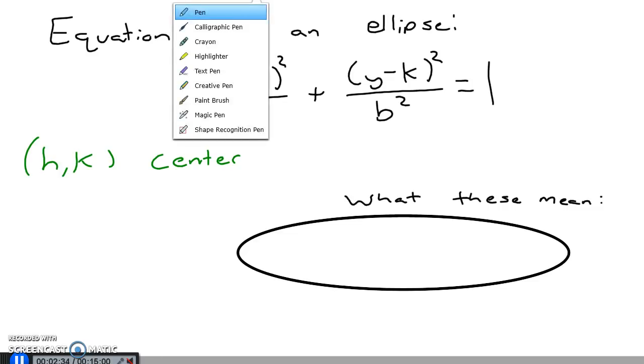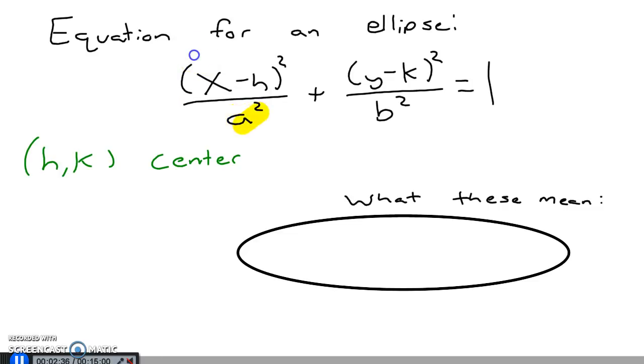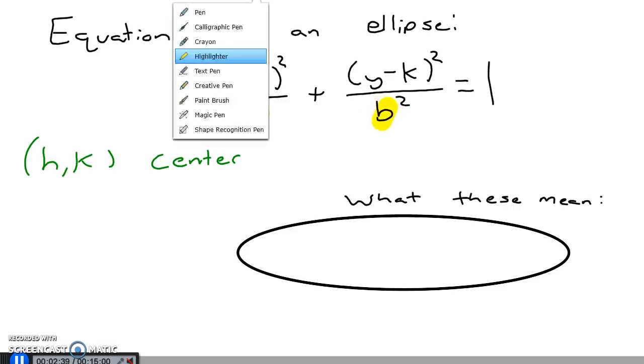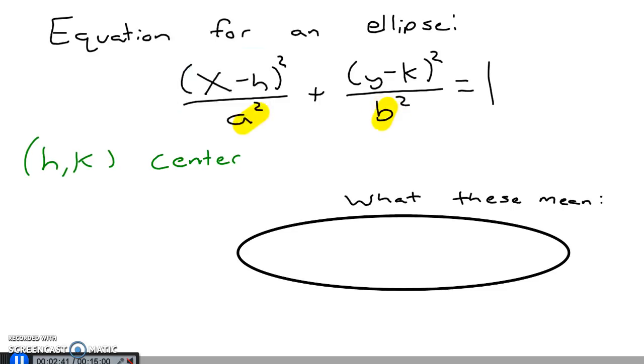And then we have these portions here. We have an a and a b. And those are the different radii of the ellipse. The number squared under the x portion, that is the x radius. The portion under the y squared portion is the y radius.